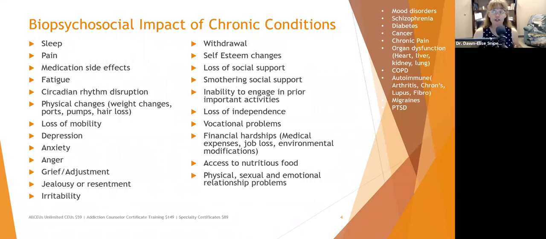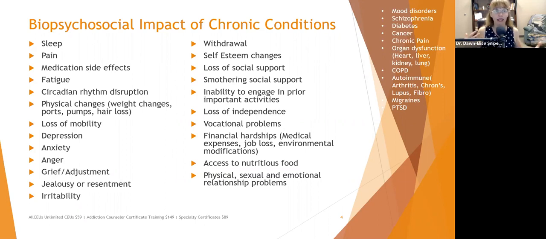Self-esteem changes, loss of social support, or on the other side, smothering social support. Sometimes, especially in the case of children with chronic conditions, the parents can become so worried that this condition is going to get worse, or that the child is not going to follow instructions, that they can be oppressively attentive, if you will. And that's a problem for kids. We know that kids at a certain point want to individuate a little bit, and they may struggle if their parent or their caregiver is overprotective. The same thing can be true in adult relationships too.